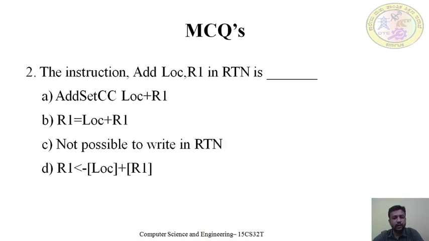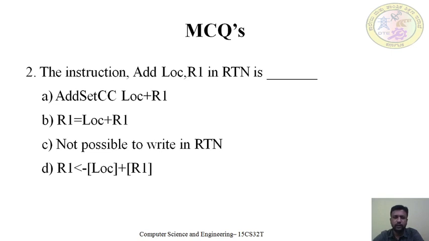Instruction add LOC comma R1 in RTN is. The add LOC comma R1 is an assembly language notation that can be represented using register transfer notation. Option A, add set CC LOC plus R1. Option B, R1 equal to LOC plus R1. Option C, not possible to write in RTN. Option D, R1 left implies content of LOC plus content of R1.